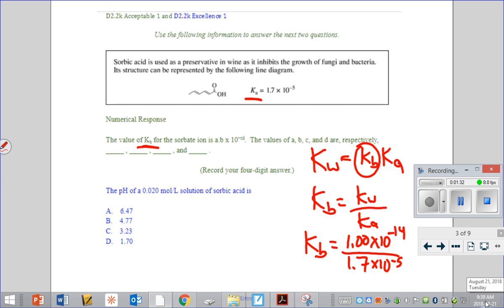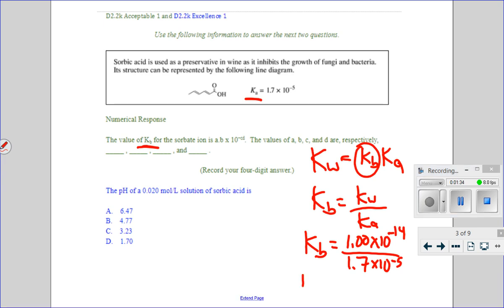So when you do that on your calculator, you're going to get Kb equals 5.882, keeps going, times 10 to the negative 10. We only want 2 digits here, so we're going to round that to 5.9, 5, 9, and then times 10 to the negative 10, so 1, 0. So that would be my 4-digit answer that I would record.